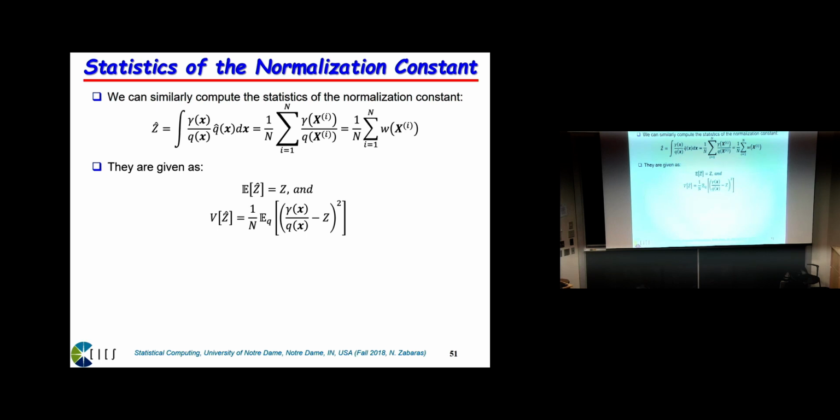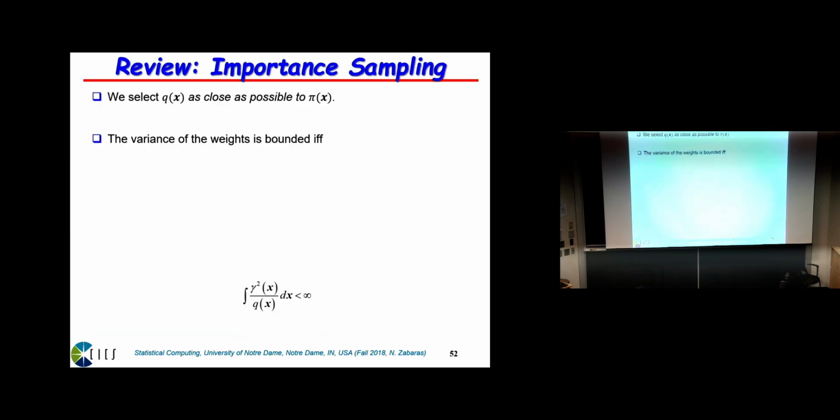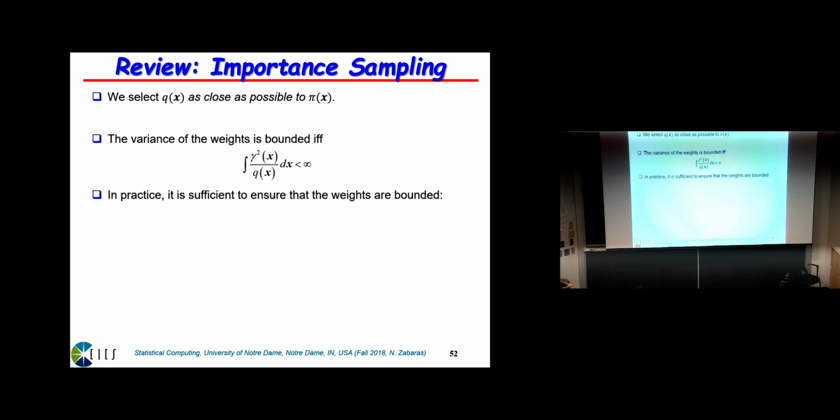What do you need to do to make importance sampling converge? Basically, you need to be sure that the variance of the weights is bounded. If you can enforce that the weights don't blow up, then you're okay. So this is the key ingredient to make these things work.